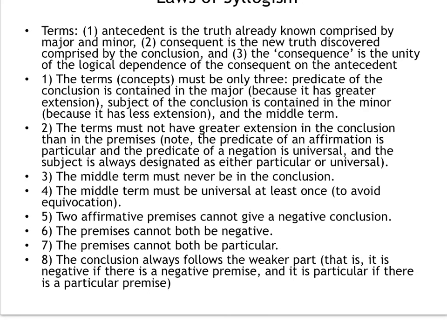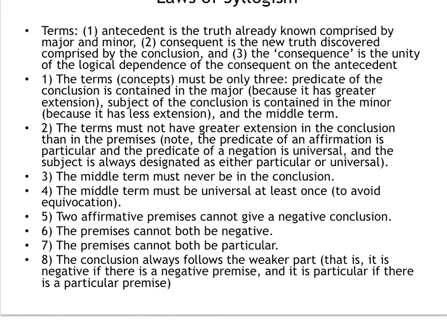The premises cannot both be negative. If they're both negative, there's no necessary conclusion. So all dogs are not pretty. All not pretty things are not brown. Therefore, what? There's no conclusion from that. And then two premises cannot both be particular. You can't say Fido is a dog and Spot is a dog, therefore... No, you can't. There's nothing you can say.